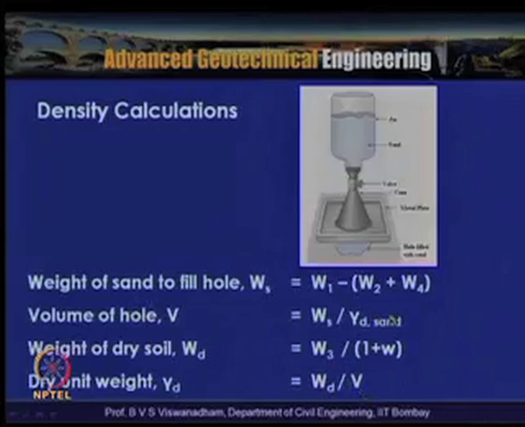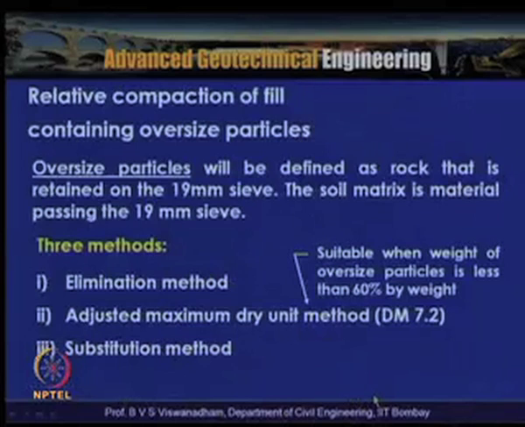The dry unit weight can be obtained as Wd divided by the volume V. The volume V, which is the volume of the hole, is the weight of the sand, Ws, divided by the dry sand unit weight, which you will be knowing. Once I know the weight of the sand to fill the hole divided by this, I will get the volume of the hole. With that, the dry unit weight Wd by V can be determined.